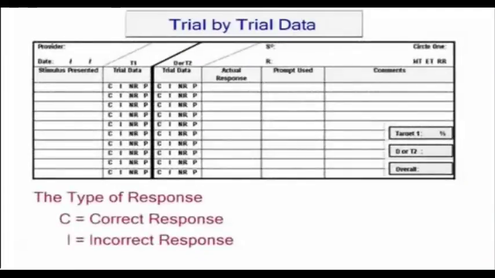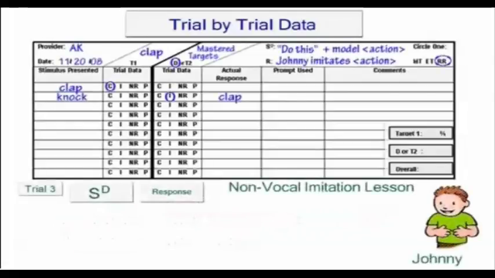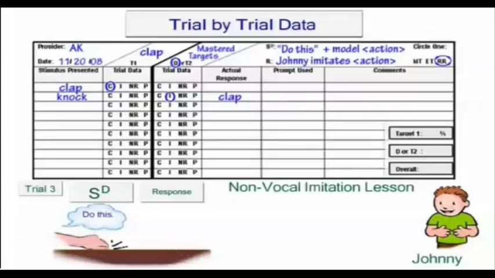When a child does not react at all in response to the SD, it is considered no response and the NR is circled on the data sheet. For example, on the third trial, Alice presented the SD, "Do this," and knocked on the table, and Johnny didn't react at all. So Alice circled NR for no response in the column labeled for distractor trials.